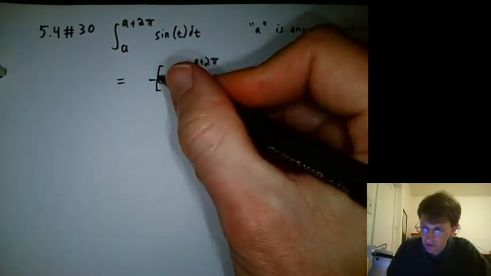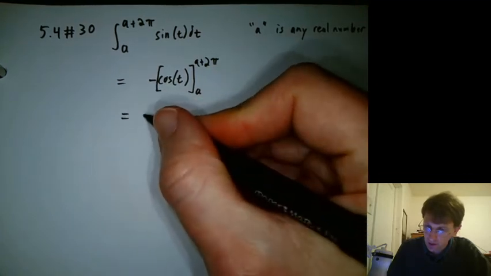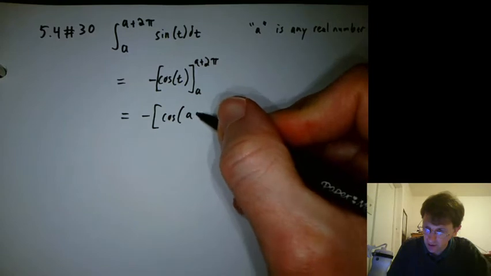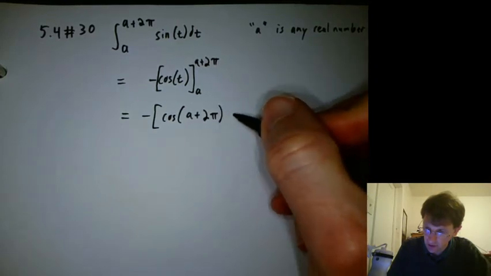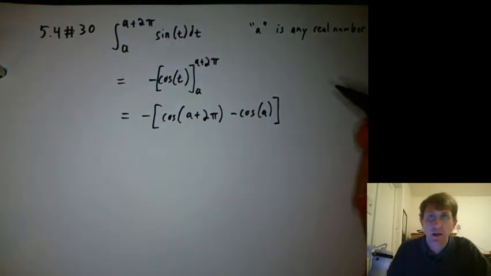We could put the bracket outside or inside the negative, either way is fine. So then when we plug this in, we get cosine of a plus 2 pi minus cosine of a. And at first it seems like, well, okay, we're just kind of stuck. What can we do with that?